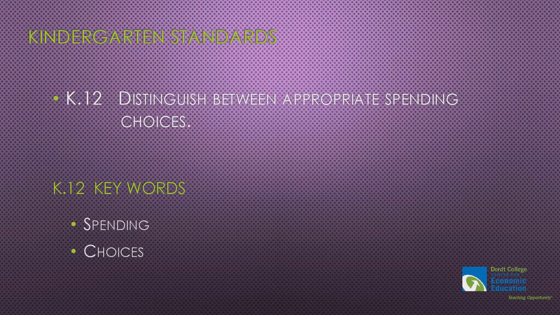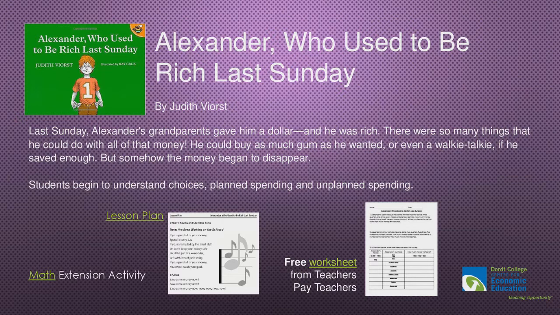The next standard, the final one, is K-12, distinguish between appropriate spending choices. And the keywords here are spending and choices. Choices we had previously in the first standard, and spending, of course, is included in the buying and borrowing. So this is kind of a review and an extension of the other two standards.